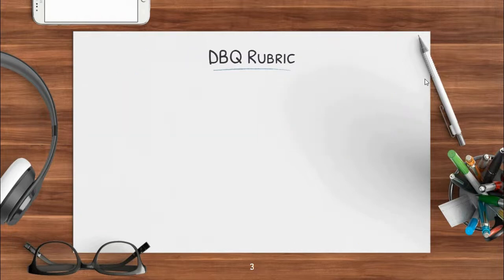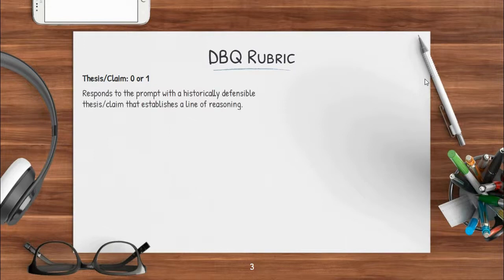Okay, now let's get into the rubric. First is the thesis or claim, and you will notice with the College Board rubric, you either have a thesis or you do not. There is no mastery, competent, developing, or beginning scale. It's either an acceptable thesis or it is not. In order for the thesis to be acceptable, it needs to respond to the prompt with a historically defensible claim that establishes a line of reasoning.